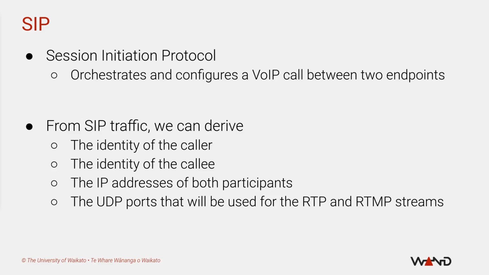Some of the more useful details include the identity of the caller, the identity of the person that they are calling, the IP addresses that will be used by each participant for the call, and the UDP ports that each endpoint will use for sending the audio streams. With that information at hand, we have everything we need to intercept the call itself without inadvertently intercepting any unrelated traffic.